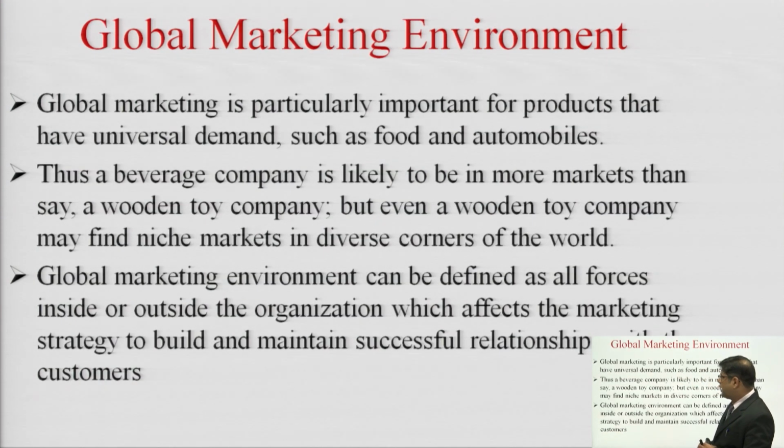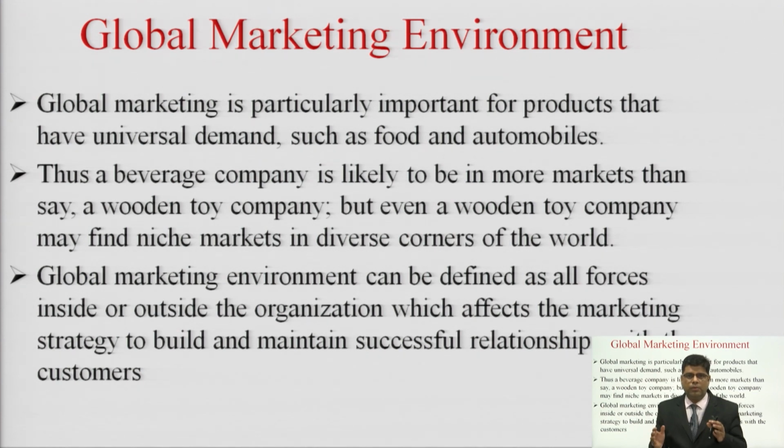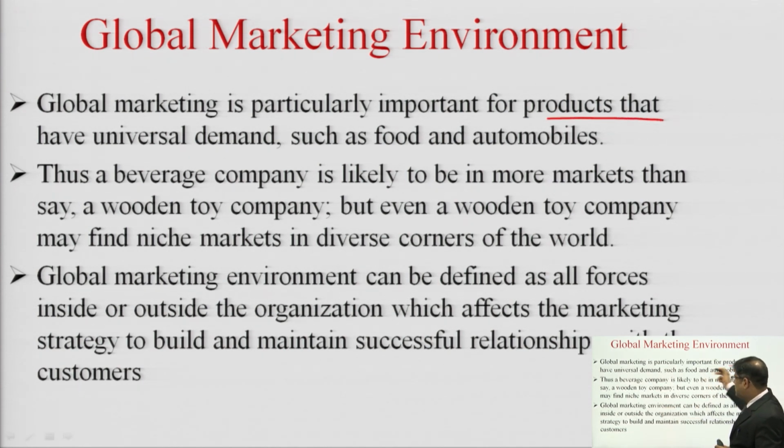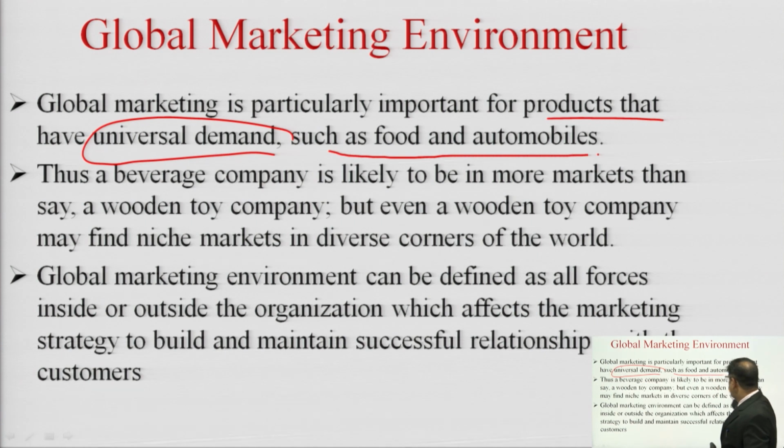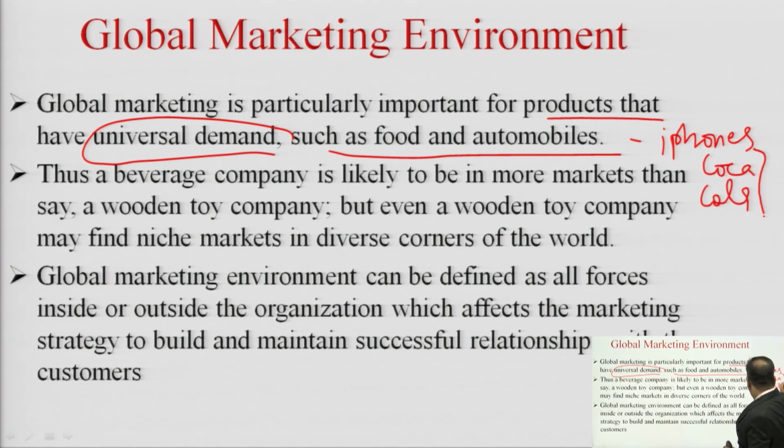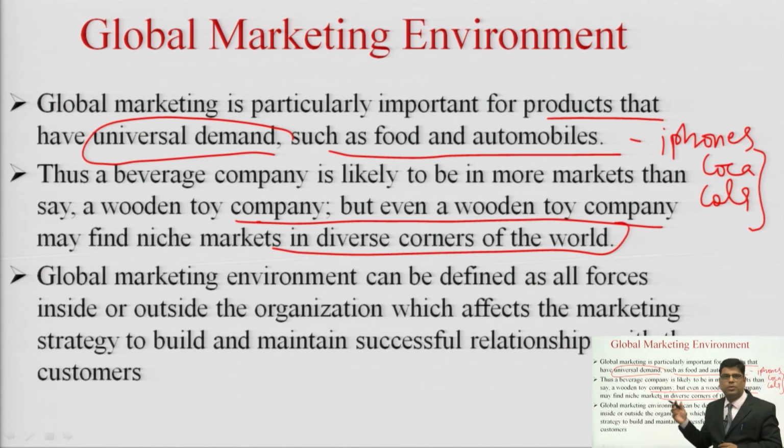Now, we talk about the global marketing environment. So, every company has a marketing environment. When the company is marketing its products globally, it has to face the global marketing environment. Global marketing is particularly important for the products that have universal demand, such as food and automobiles. We can also include phones such as iPhones. We can include Coca-Cola, soft drinks, etc. The second point says that a beverage company is likely to be in more markets than, say, a wooden toy company, but even a wooden toy company may find niche markets in diverse corners of the world.